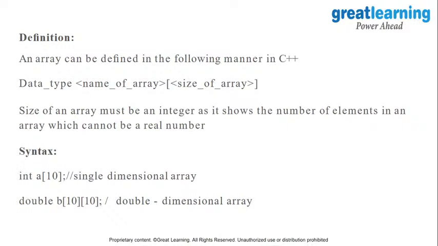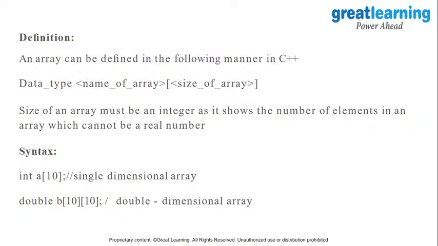So an array can be defined in this manner. We have first the data type, then the name of the array, then the size of the array. The size of an array must be an integer as it shows the number of elements in the array. Now let's suppose this is the syntax: int a, then these square brackets, and then 10.